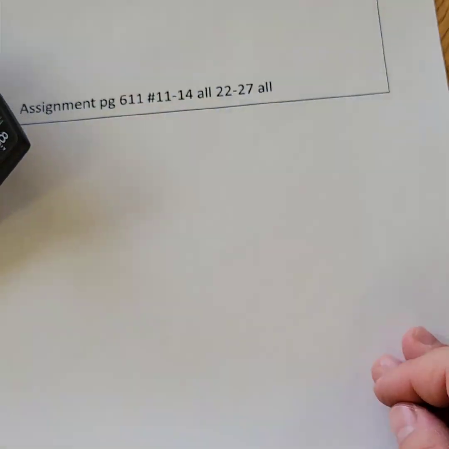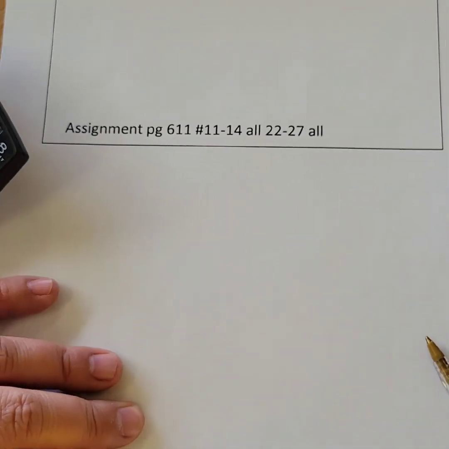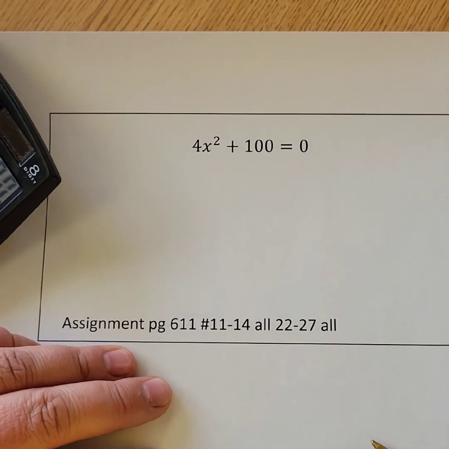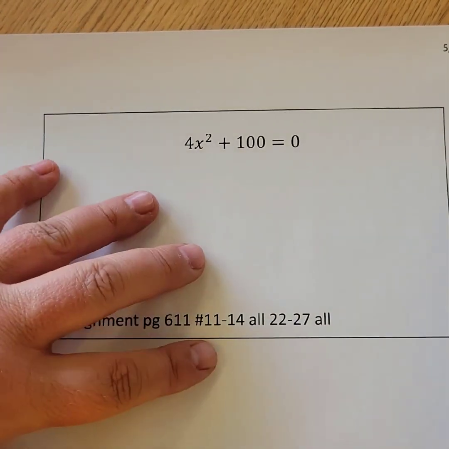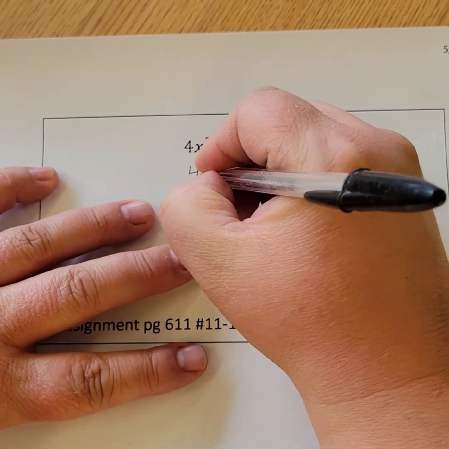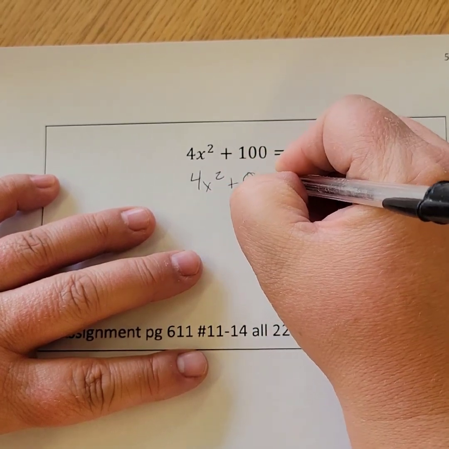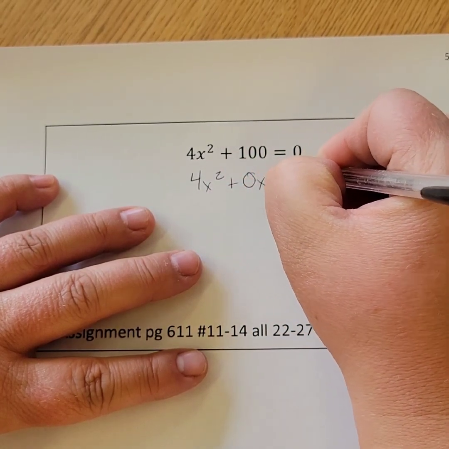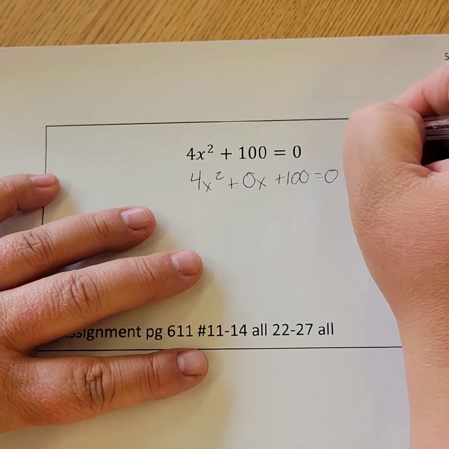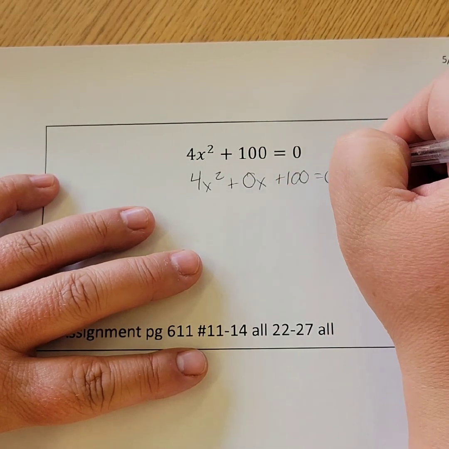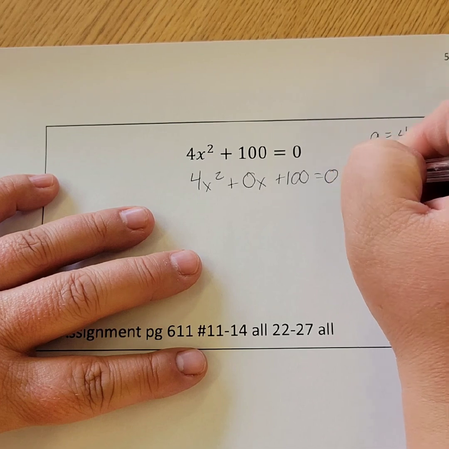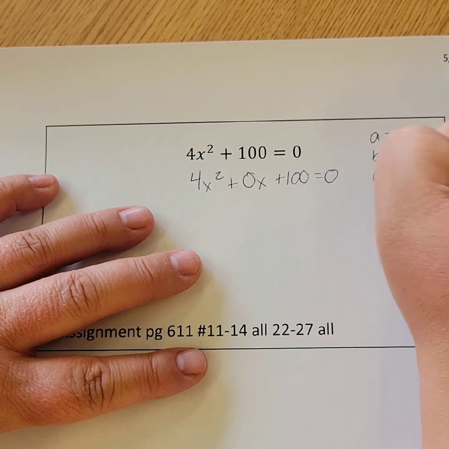Okay, and then, you had one on your last assignment that was like this. It was missing the x. So you actually can just come in here and put a 0x plus 100 equals 0. So we have A equals 4, B equals 0, C equals 100.